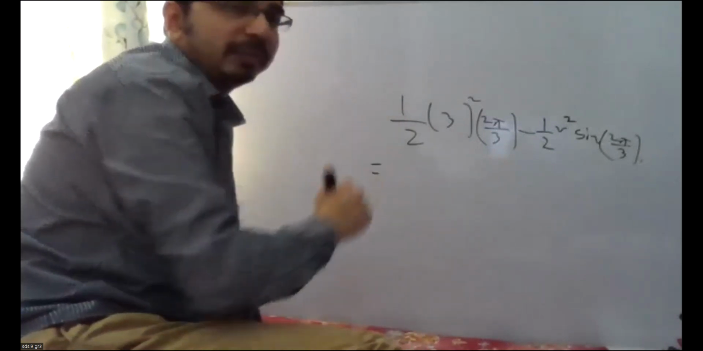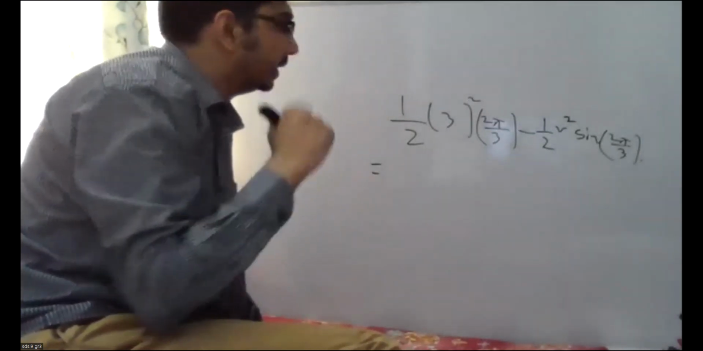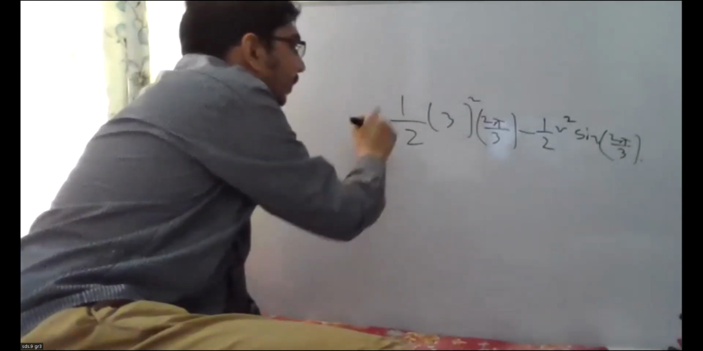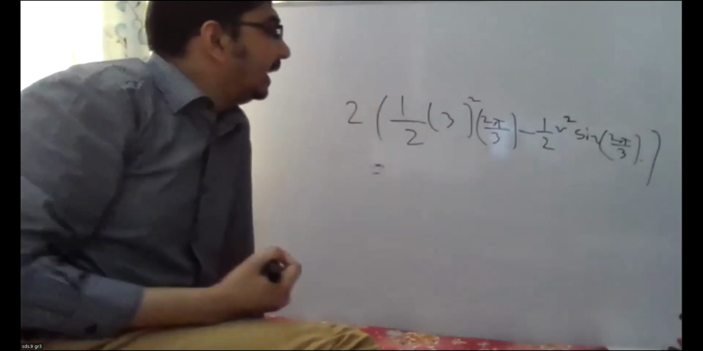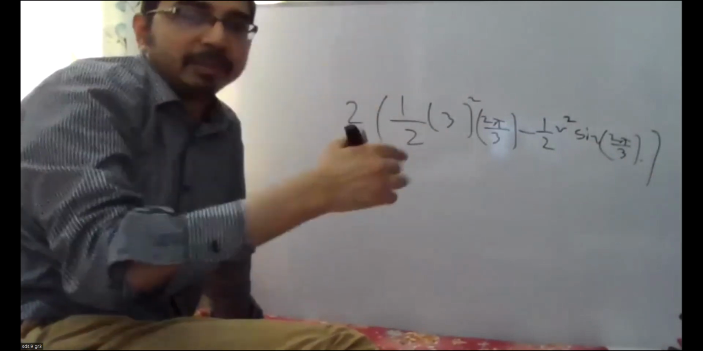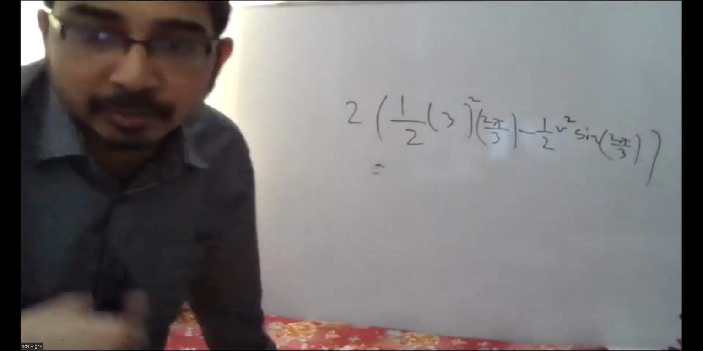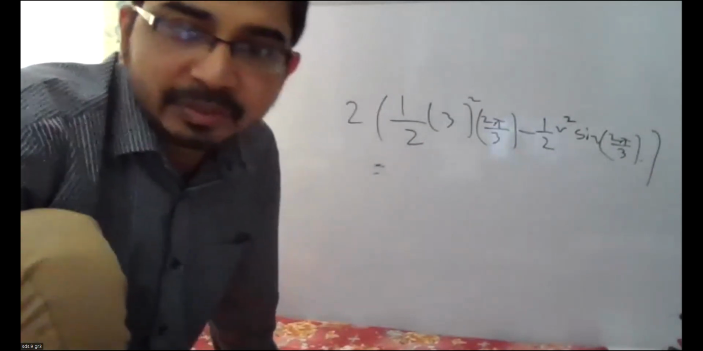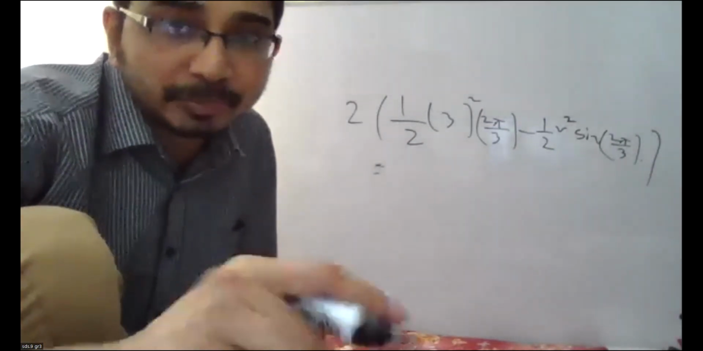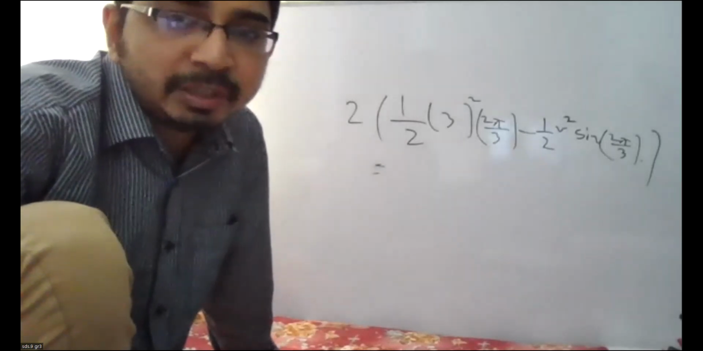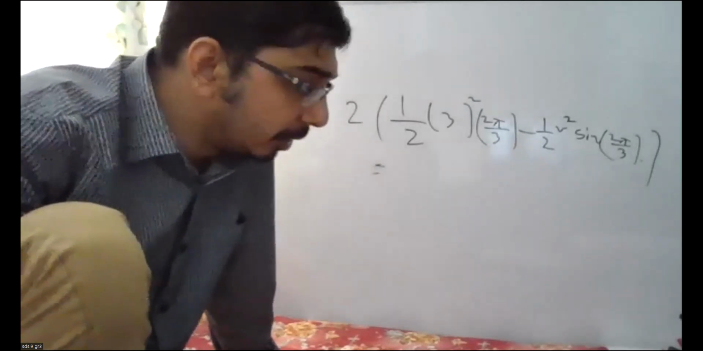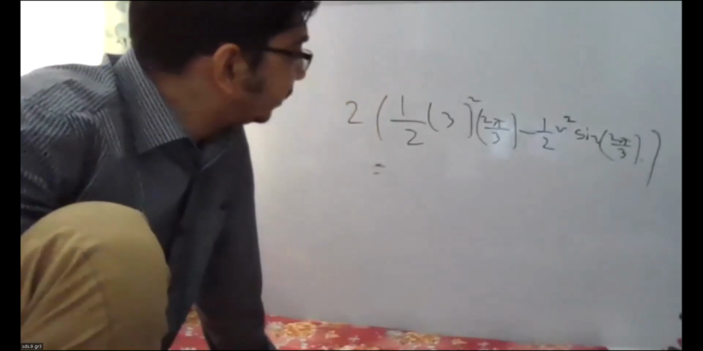So this is the area of one of the segments. So the area of the entire shape will be what? Into 2. The shaded area, if you notice, is actually 2 segments.